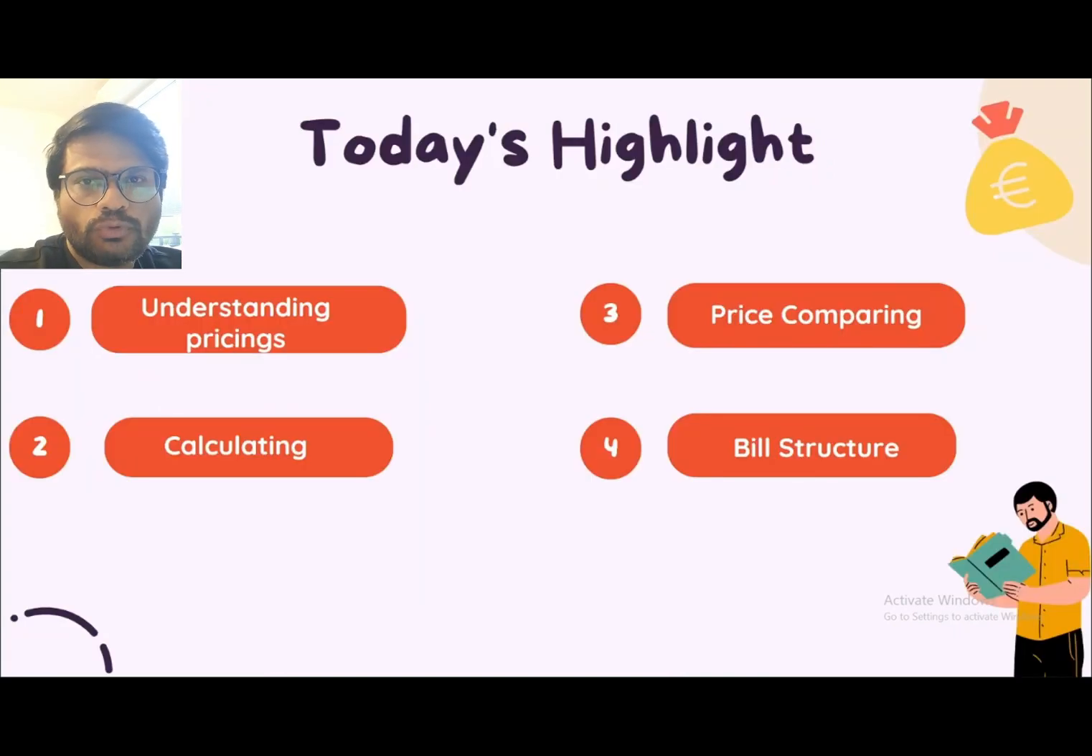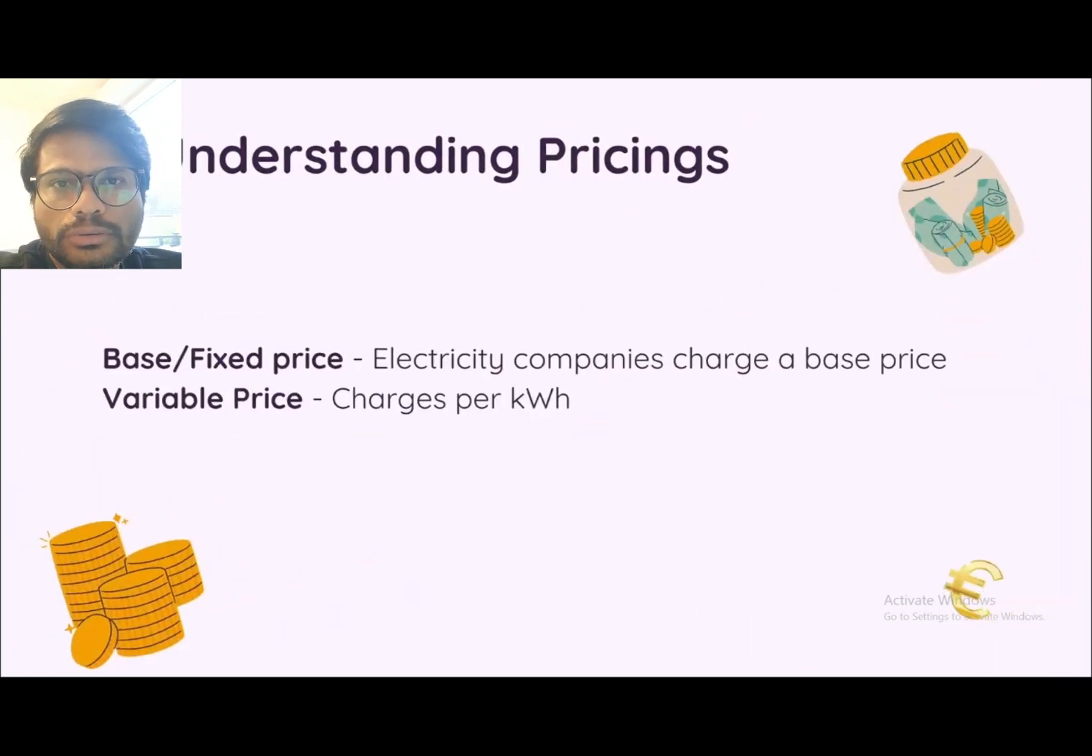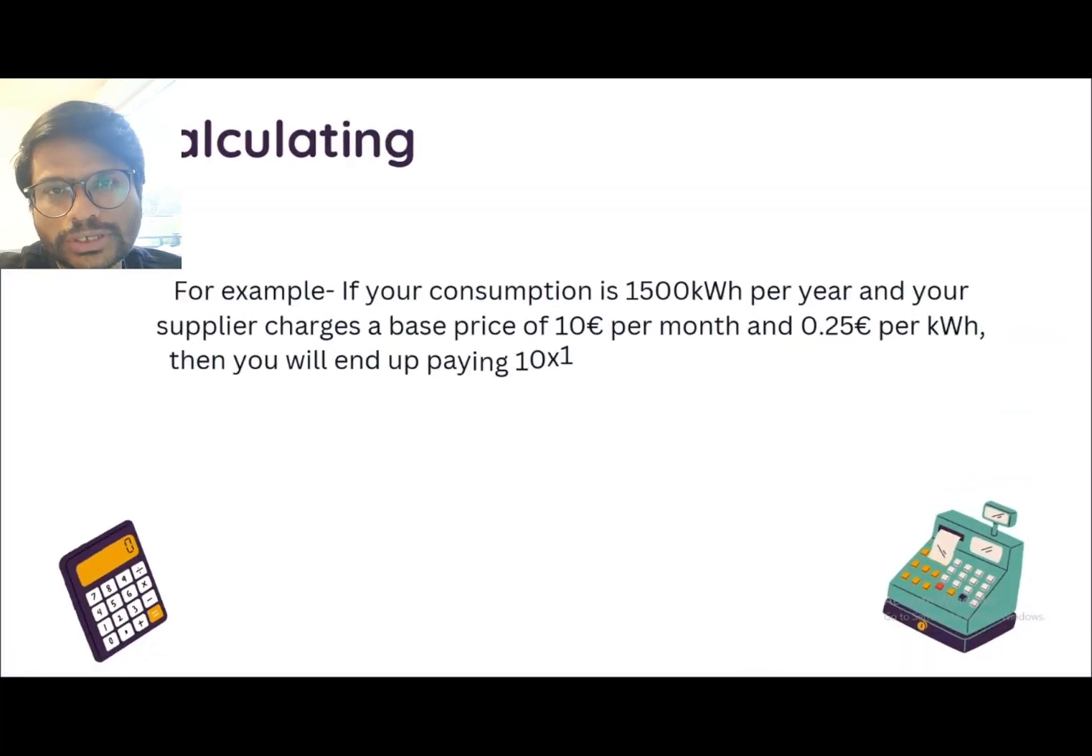We'll look into four parts: understanding the pricing, how to calculate it, comparing it, and the billing structure in Germany. Your bill has two components: a fixed price, which is like a base price, and a variable price. The fixed price is irrespective of your consumption; you will be charged a certain amount, whatever is in your contract. The variable price is what you pay for your consumption. You will get to know more in the coming slides, but for now just remember the components are fixed and variable.